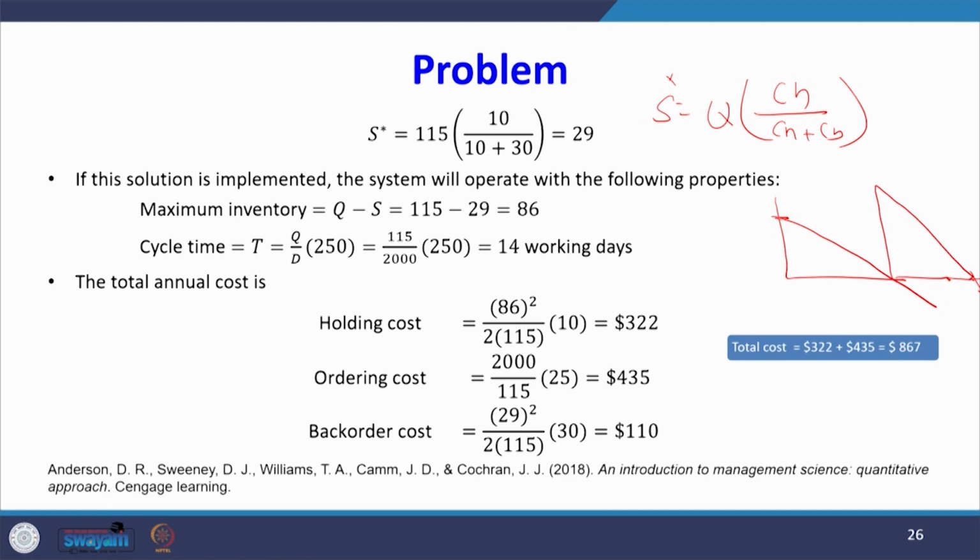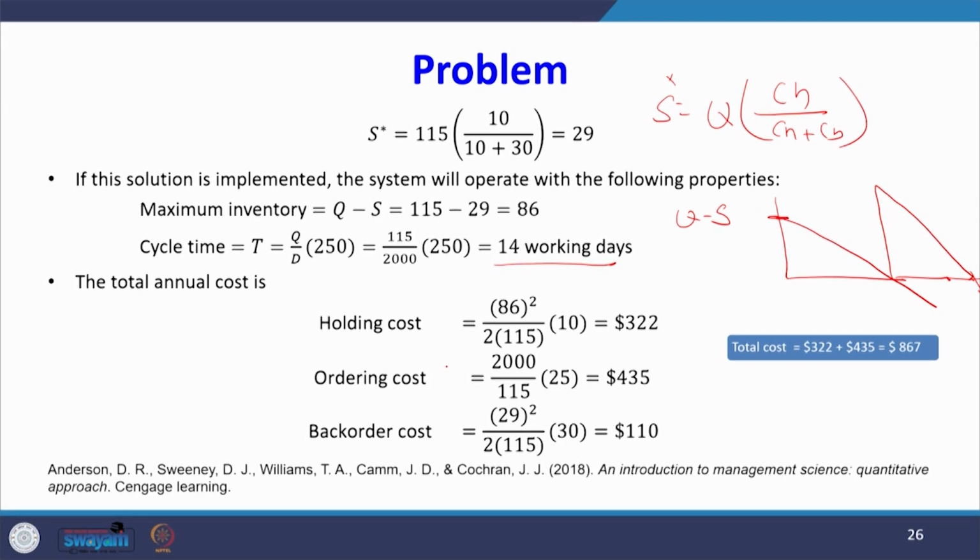So, the maximum inventory is Q minus S. What is Q minus S? 115 minus 29 is 86. What is the cycle time? Cycle time is the period after which there will be shortages. So, what is the cycle time? Q upon D. Assume that the company works for 250 days per year. So, 250 divided by the number of orders, when you simplify, will be Q by D multiplied by 250. So, 14 working days, cycle time is 14 working days.